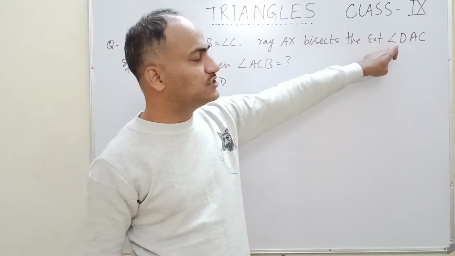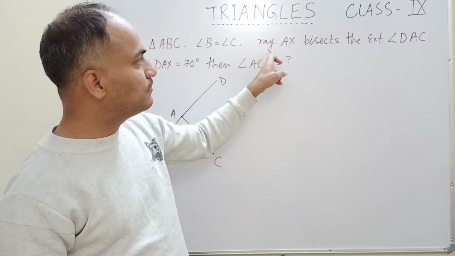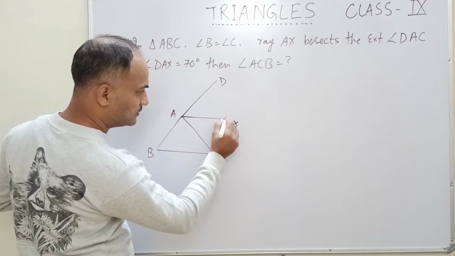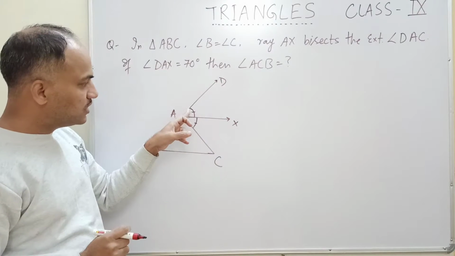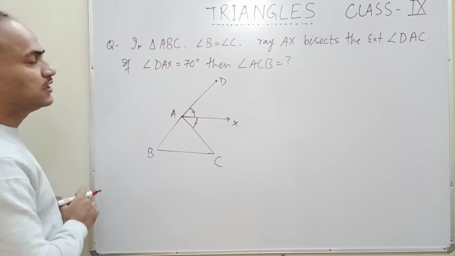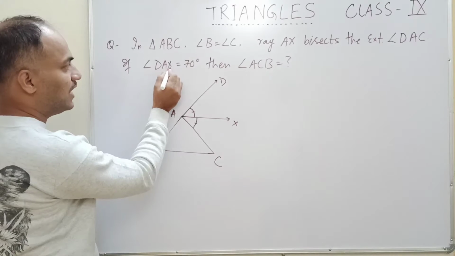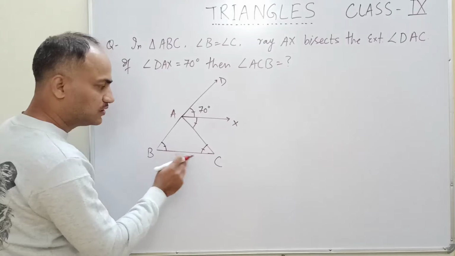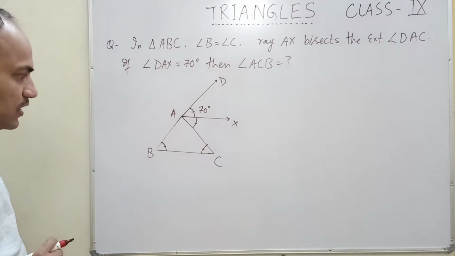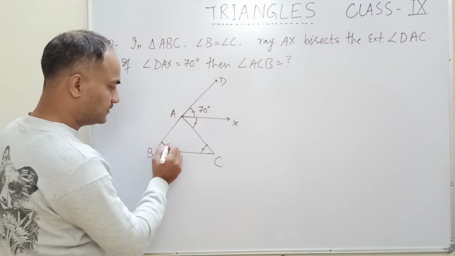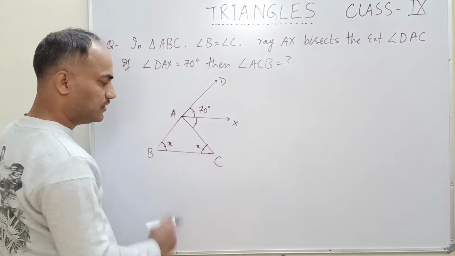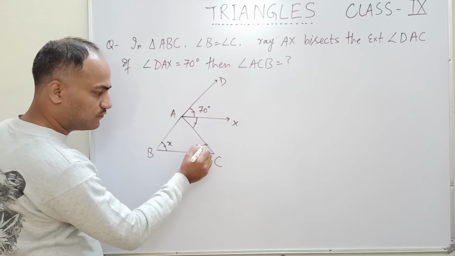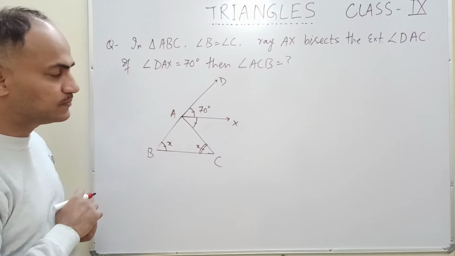So this angle is DAC. Now this exterior angle DAC is bisected by ray AX. So it means the ray should be like this, AX. This ray AX is actually bisecting this angle, and we are given that DAX is 70 degrees. DAX means this angle is 70 degrees. These two base angles are equal, given to us, so let us assume them x. And we have to find ACB. This value we have to find, any one of these angles.